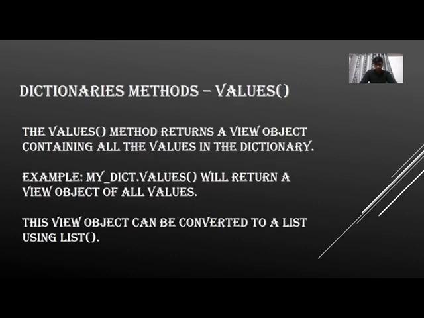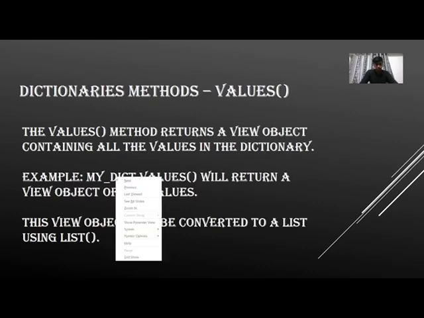Dictionary method. Values. The values method returns a view object containing all the values in a dictionary. Example, my_dict.values() will return a view object of all values. This view object can be converted into a list using list.